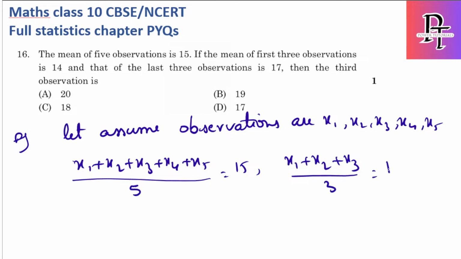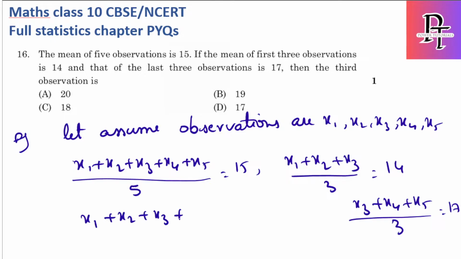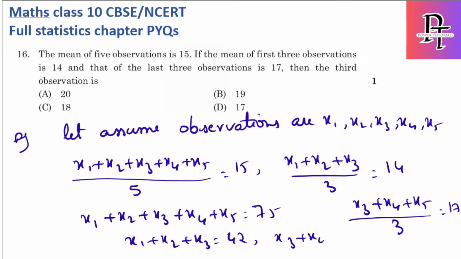Mean of first 3 is how much? 14. And the next one, mean of last 3, which is (x3 + x4 + x5)/3, is equal to 17. So if I add all this, I can write the first equation as x1 + x2 + x3 + x4 + x5, 15 times 5 is 75. And then I have x1 + x2 + x3 as 14 times 3 is 42. And finally I have the third equation, which is x3 + x4 + x5 is 51.